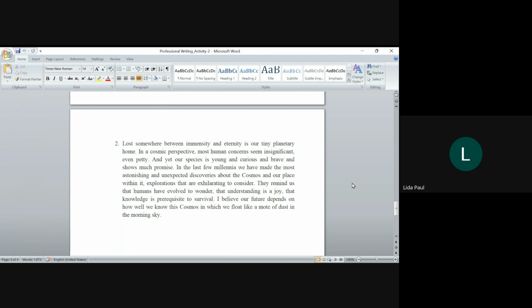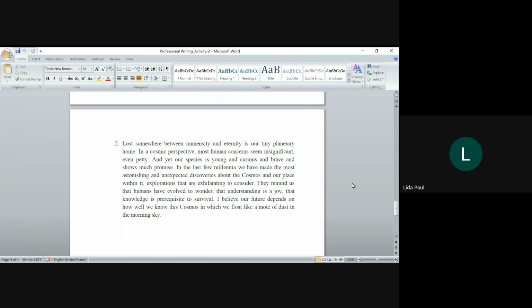If you tell me that in a full sentence, what are you trying to say? See, for beginners, you could start with a sentence like, cosmos is a largely undiscovered area for the human species, right? You can begin with a sentence like that, and then go on to, lost somewhere between immensity and eternity is a tiny planetary home, right? The rest of the sentence will fit properly.